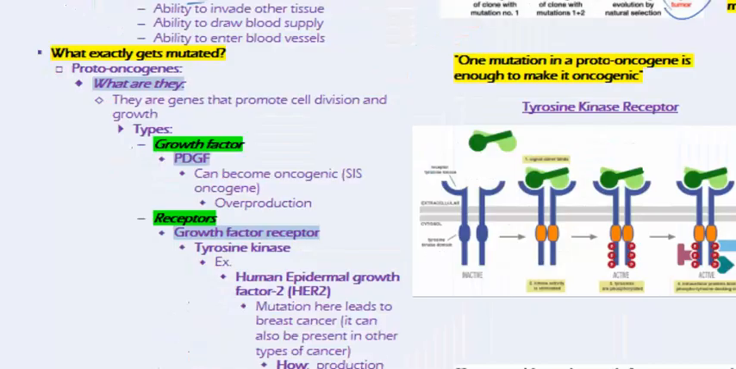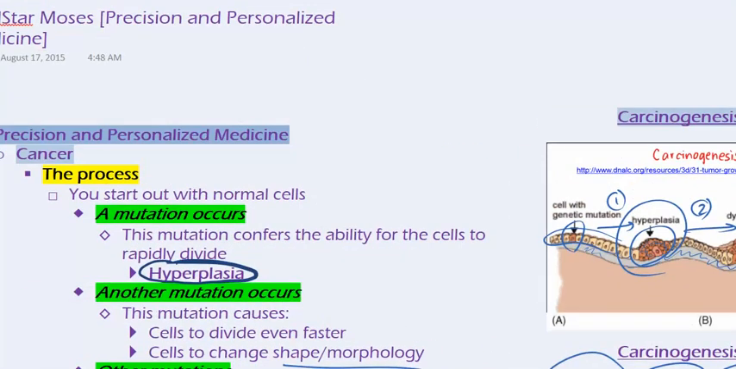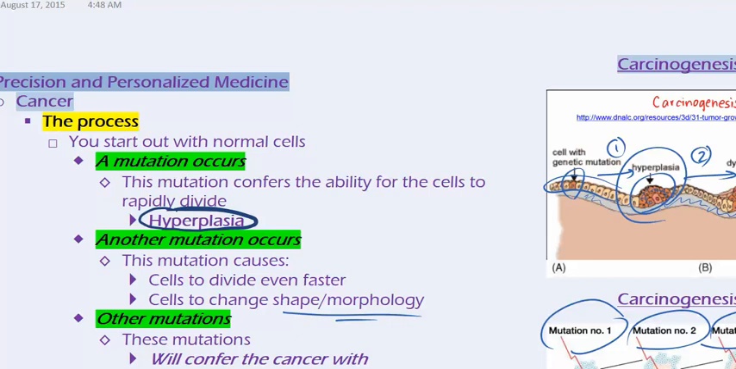All right, so now going into the proto-oncogenes. Let me ask you guys a question. Can you give me an example of a proto-oncogene? Growth factor. Transcription factor. Cascade factors. Okay.